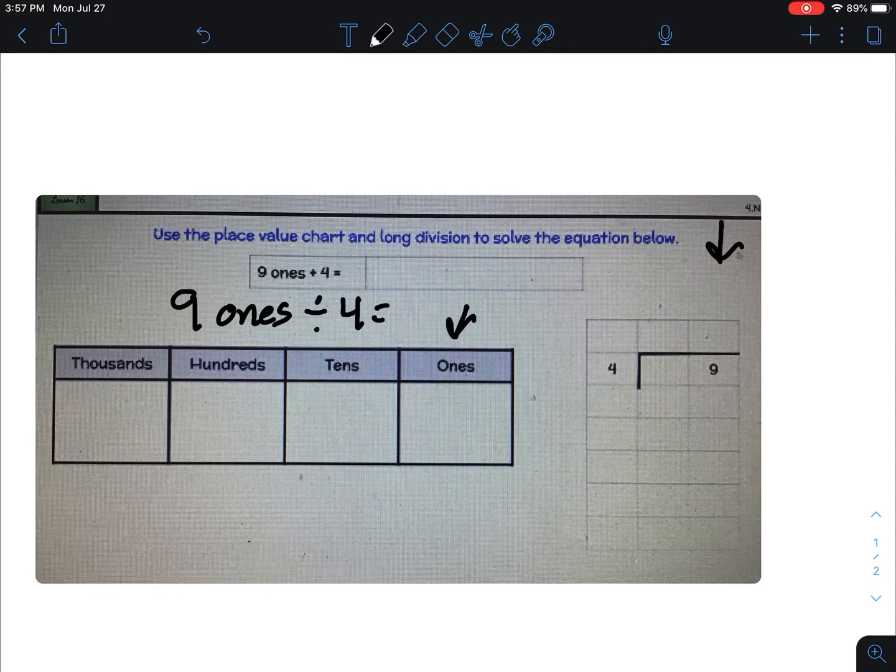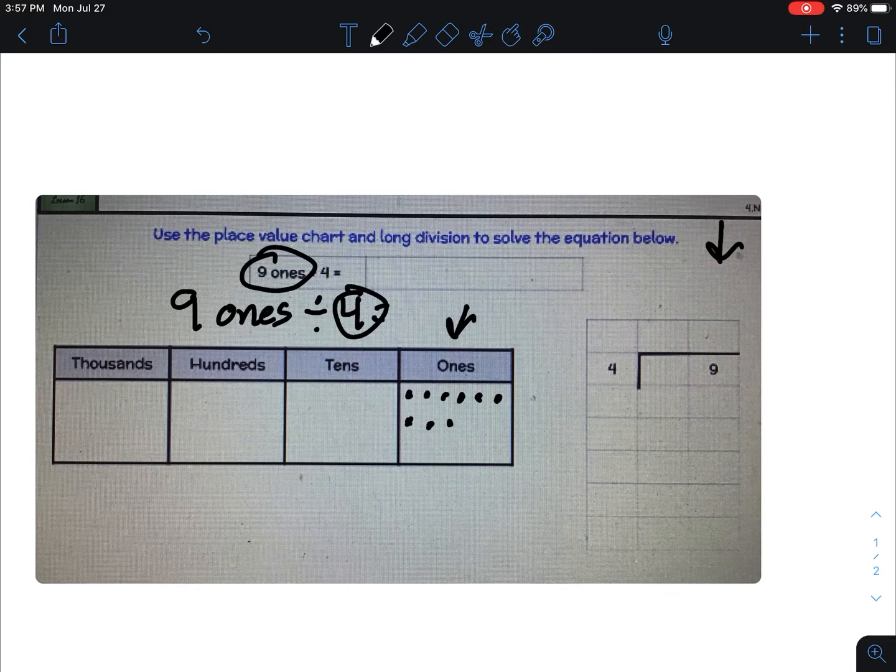That's the problem you're going to solve. They want you to use the place value chart and long division. Basically, you can use the place value chart, but I'm going to show you how they relate to each other so that eventually you can see how to use the algorithm. Okay, so first thing we do is we take our 9 ones and put them in the place value chart again. 1, 2, 3, 4, 5, 6, 7, 8, 9.